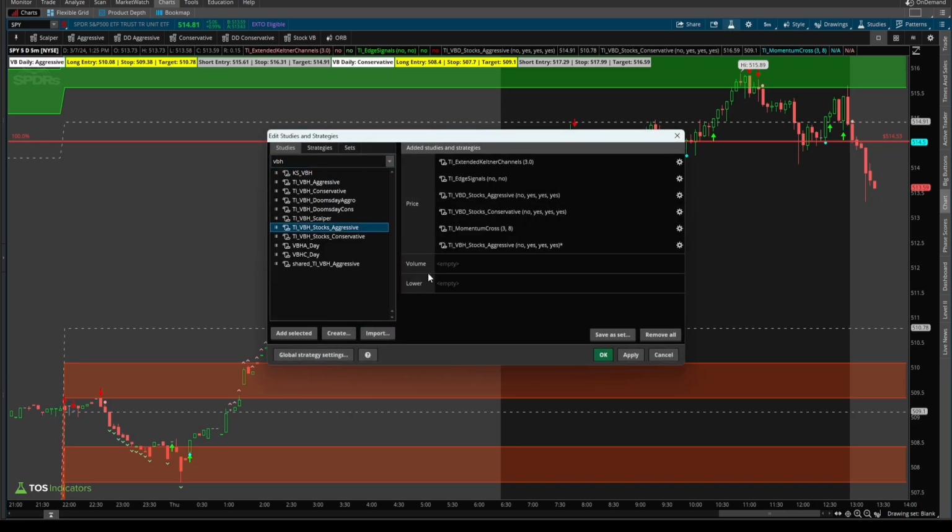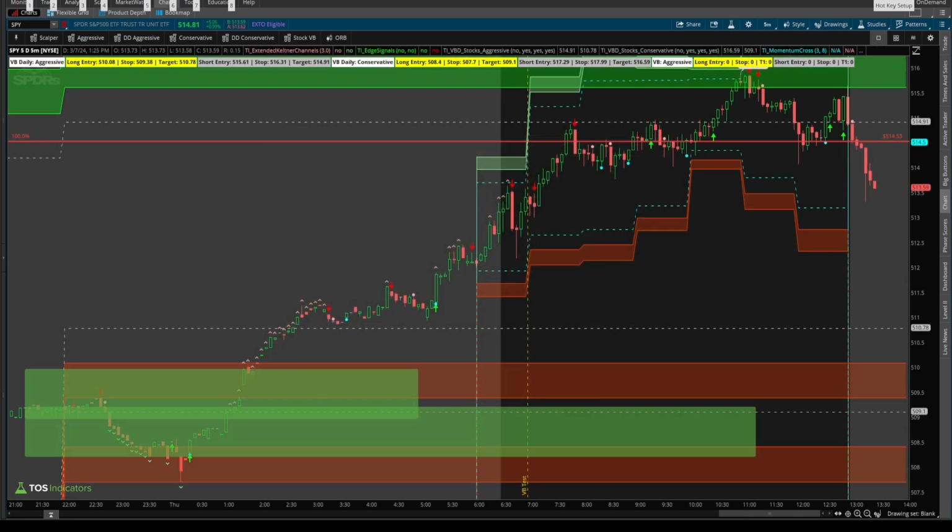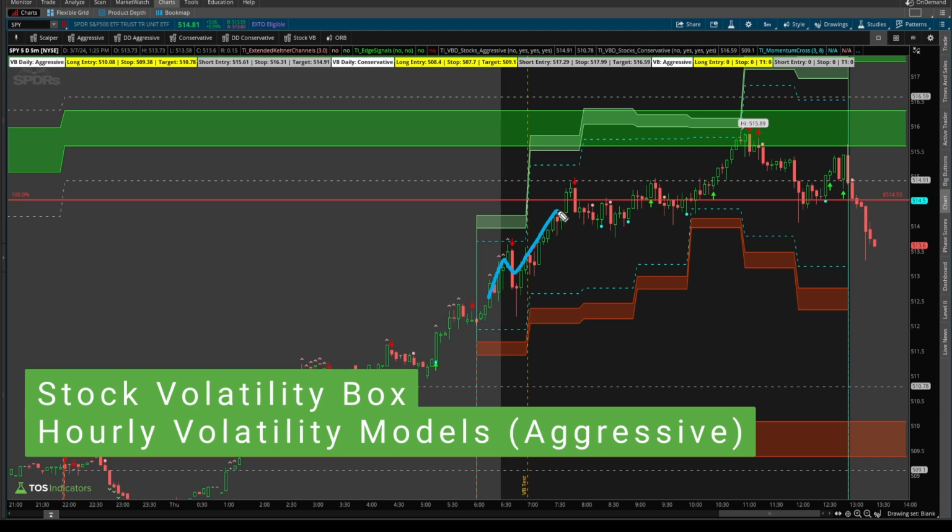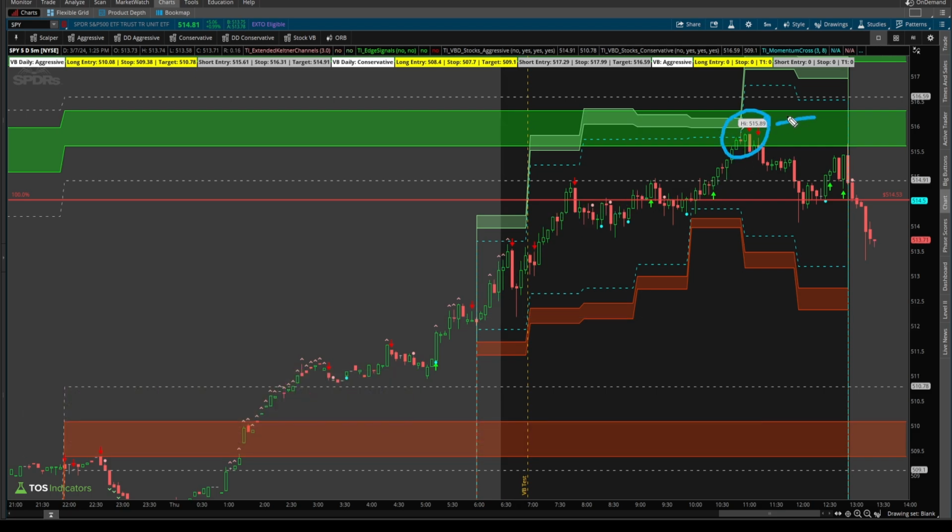If we load in the hourly stock models as well, you can see how the S&P for much of the day chopped around until the end of that 10 to 11 a.m. Pacific hour where it overlapped with our daily models.